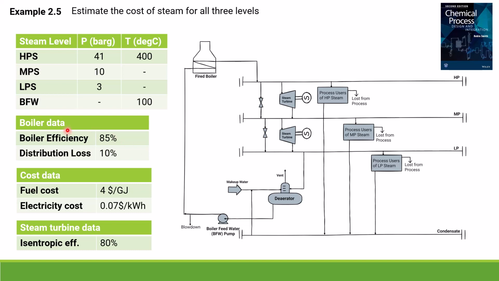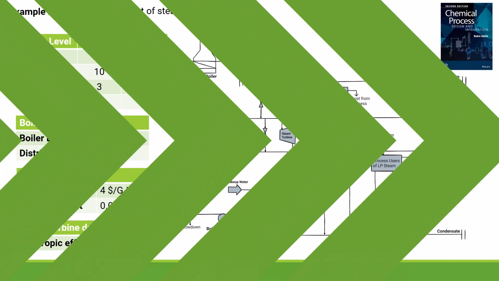The boiler data that is given to us is boiler efficiency of 85% and distribution losses of around 10%. The distribution losses are nothing but steam leakage and some other heat losses that are happening inside the steam network. The cost data is like fuel cost is $4 per gigajoule of energy, electricity cost is given to us, and steam turbine information is like the isentropic efficiency of the steam turbine is around 80%.